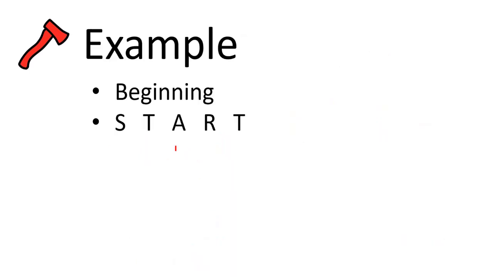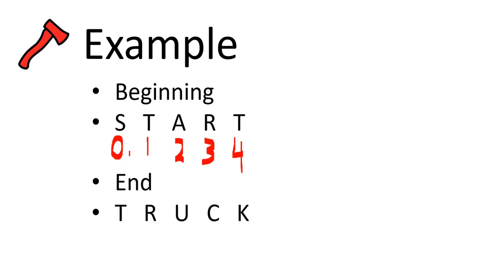So an example, starting from the beginning of the word start, again, this is the 0 place, 1, 2, 3, and 4. And an example of counting from the end, say the word truck, if we just want to grab the K, it'd be in the position -1, -2, -3, and so on and so forth.